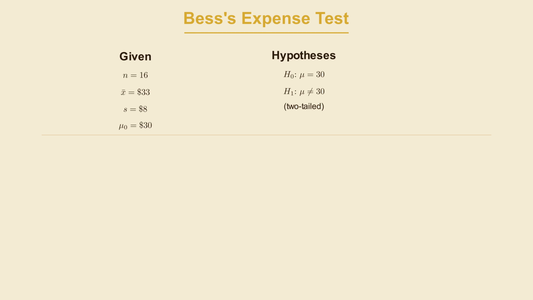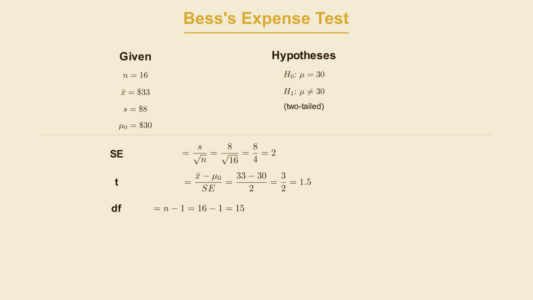Going back to Bess, she has 16 reimbursement submissions. Her sample mean is $33 and her sample standard deviation is $8. The null hypothesis is that her true average work lunch costs $30. The alternative is two-tailed. She's not claiming a particular direction, she's just responding to a suggestion that something is off. The standard error is 8 divided by the square root of 16, which gives us 4, so the standard error is exactly 2. The t-statistic is 33 minus 30 divided by 2, so that's 3 divided by 2, or 1.5.